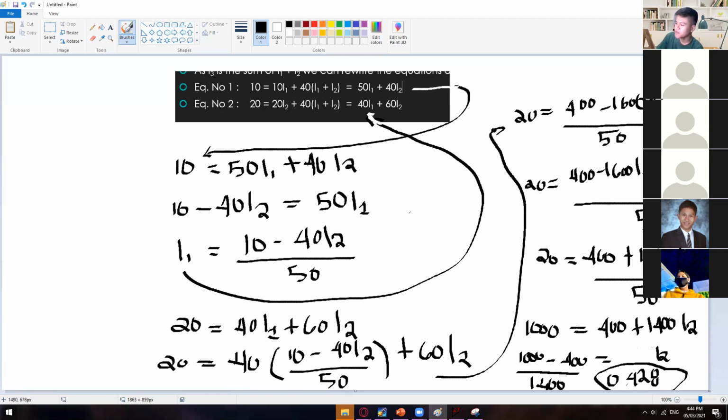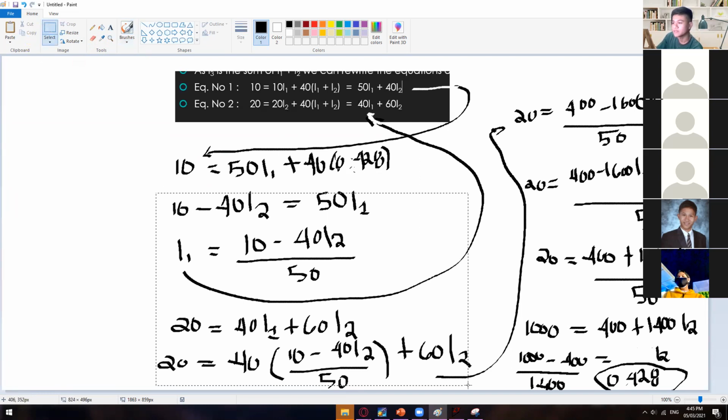And then from there, since you already have the I sub 2, you can now actually use this one to substitute on your equation number 1, okay, to get the value of your I sub 1. Okay, so we have 10 is equal to 50 I sub 1 plus 40 I sub 2. So palitan natin. Okay, so let me erase this I sub 2 as your 0.428 times 0.428. And then from there, you can now again simplify this one the same with this one, like what we did.